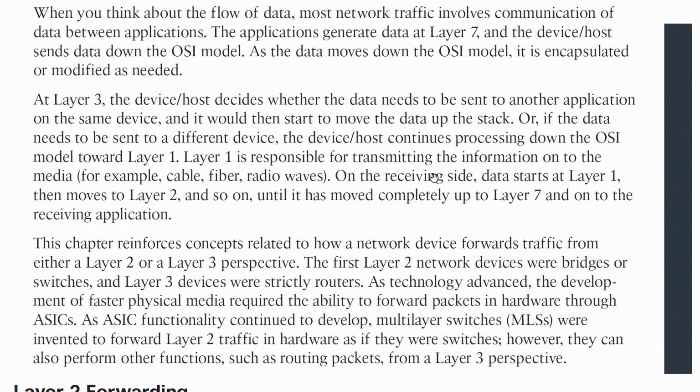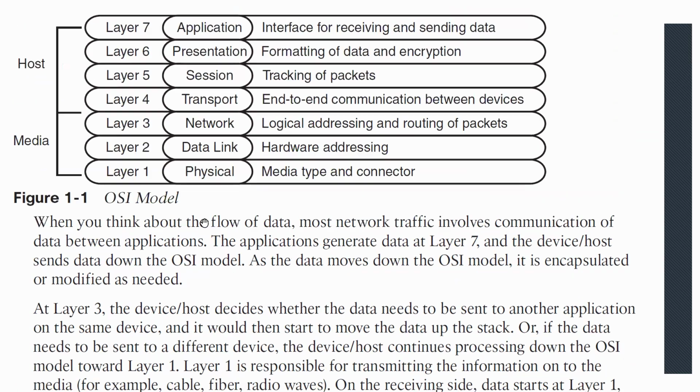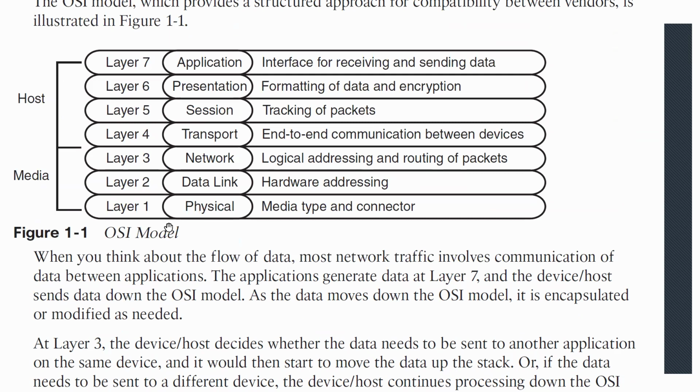Layer 1 is responsible for transmitting the information onto the media like your cable, fiber, radio waves, right? On the receiving side, what will happen? The reverse process will take place. The data will start at layer 1 and then move to layer 2 and so on until it has moved completely up to layer 7, right? Same thing we discussed: sender side, data will travel from layer 7 to layer 1, and receiver side, the data will travel from layer 1 to layer 7.